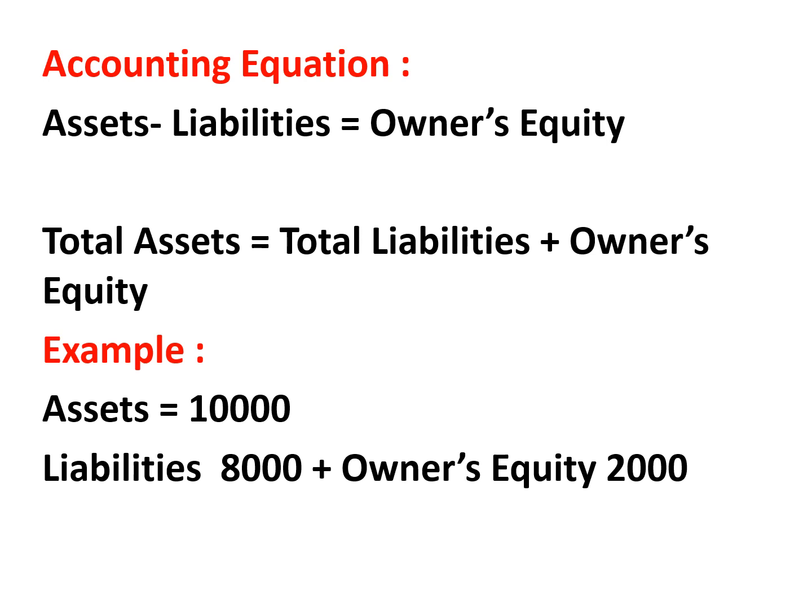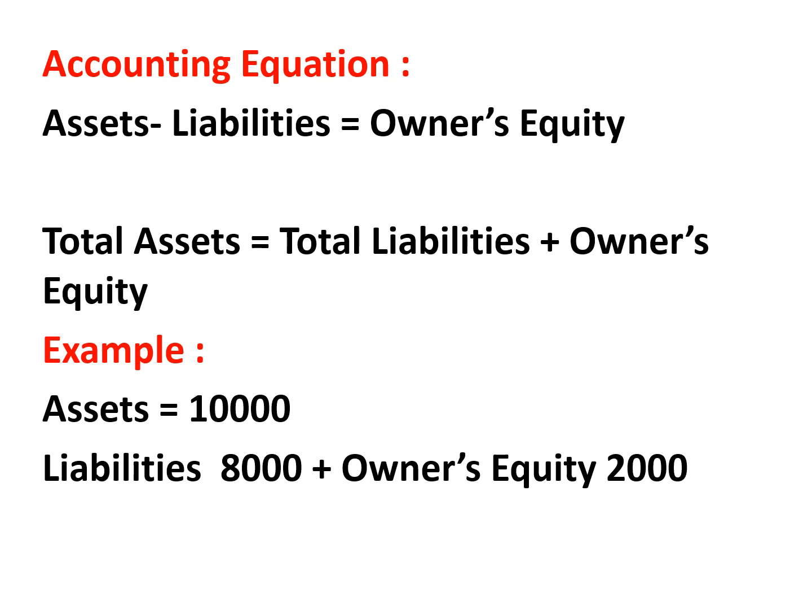So we use the accounting equation in preparation of financial statements. What the accounting equation says is that assets minus liabilities is equal to owner's equity. For example, if we have total assets of $10,000, that is equal to $8,000 in liabilities plus owner's equity of $2,000.